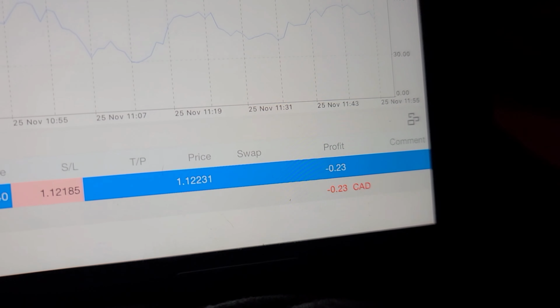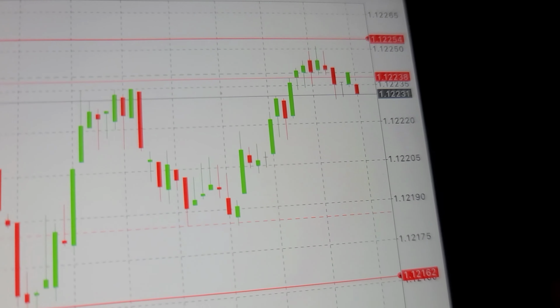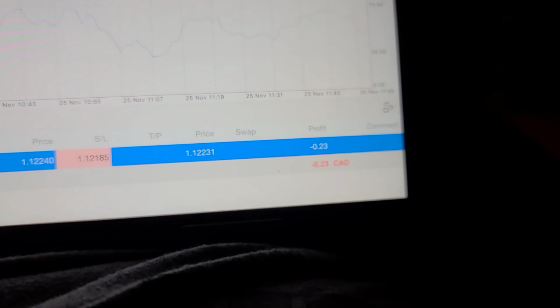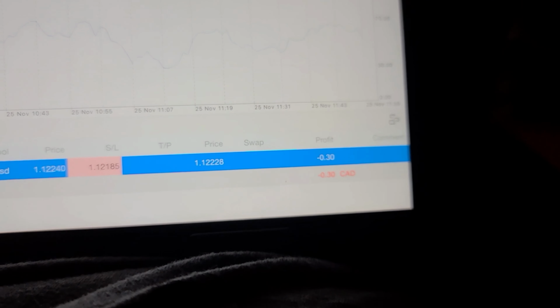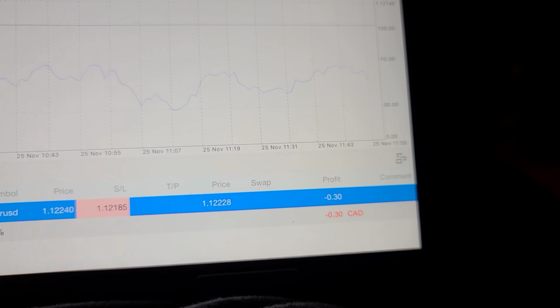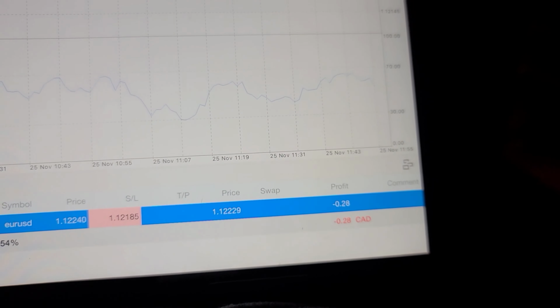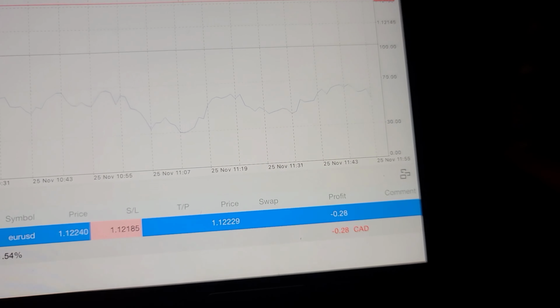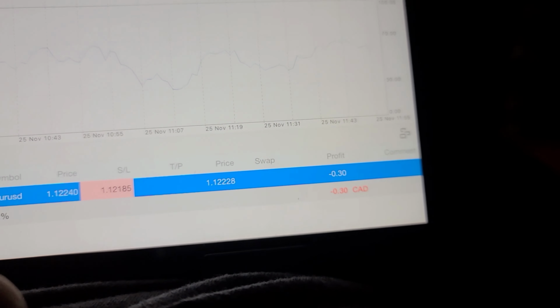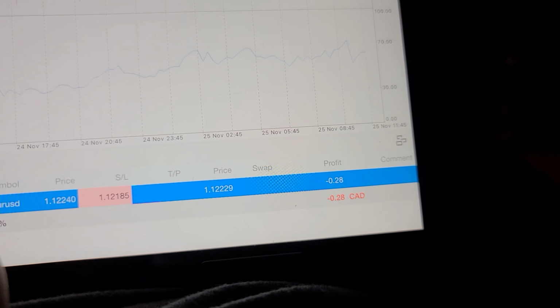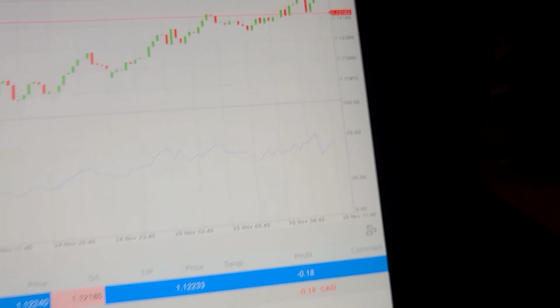See, now I'm negative 23, when I could have just taken that quick little scalp because I wasn't happy with 15 cents. I would have had 38 cents. Now I've lost my 15 cents. And I don't think it's coming back.